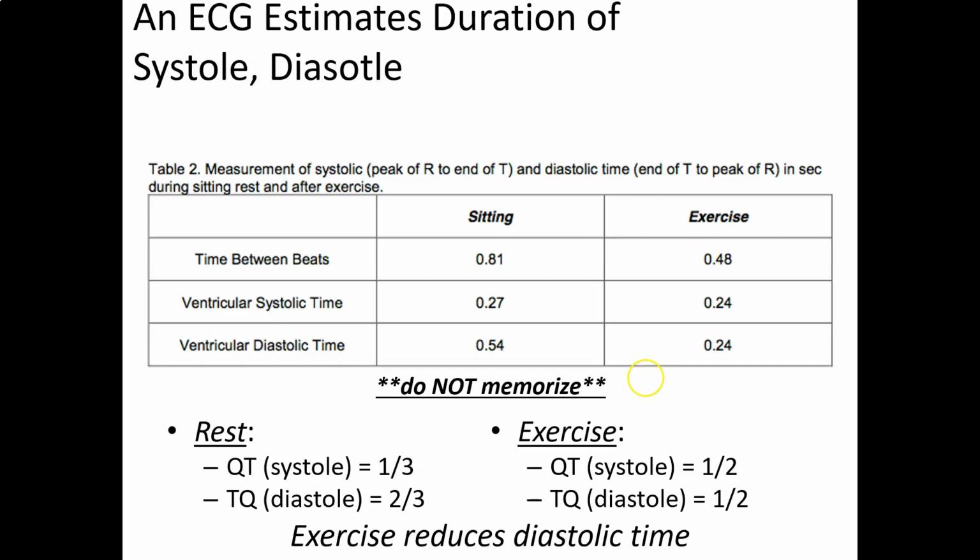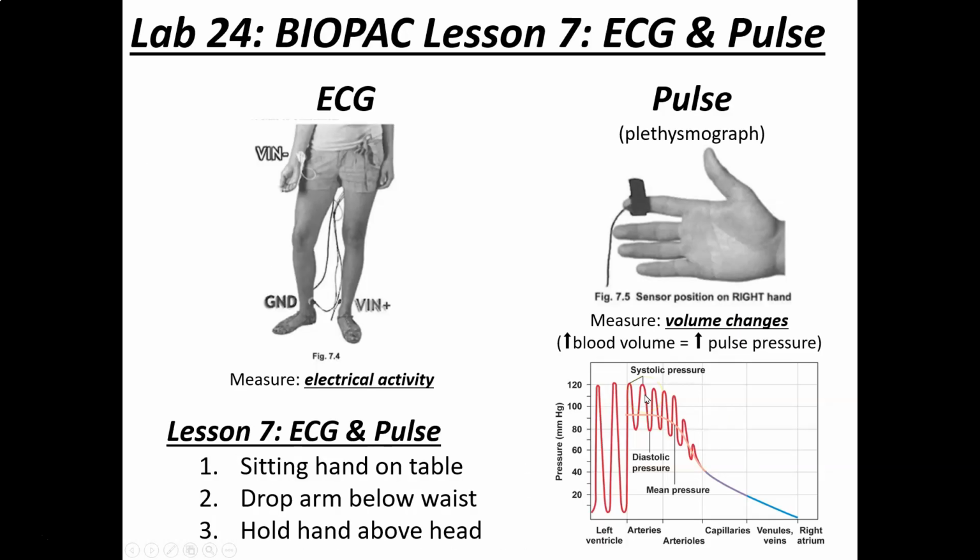So you can't decrease systolic time too much because physically it takes time for the heart to contract. But diastolic time we can decrease a significant amount. So that's something to remember here as well. So that finishes up the ECG only part.